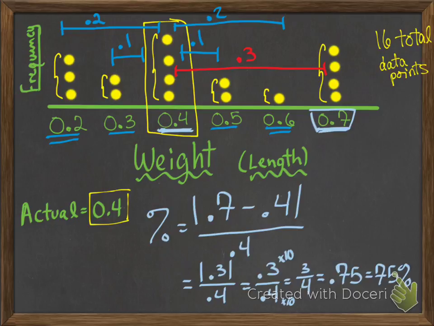But the point I really want to drive home here is that your percent error is the same regardless of what direction you go. If 0.2 is your estimate and 0.4 is your actual, 0.2 has the same percent error as 0.6 because they're the same distance away. We can do the same thing for 0.5 and 0.3. They're both 0.1 away, so they'll have the same percent error, okay?